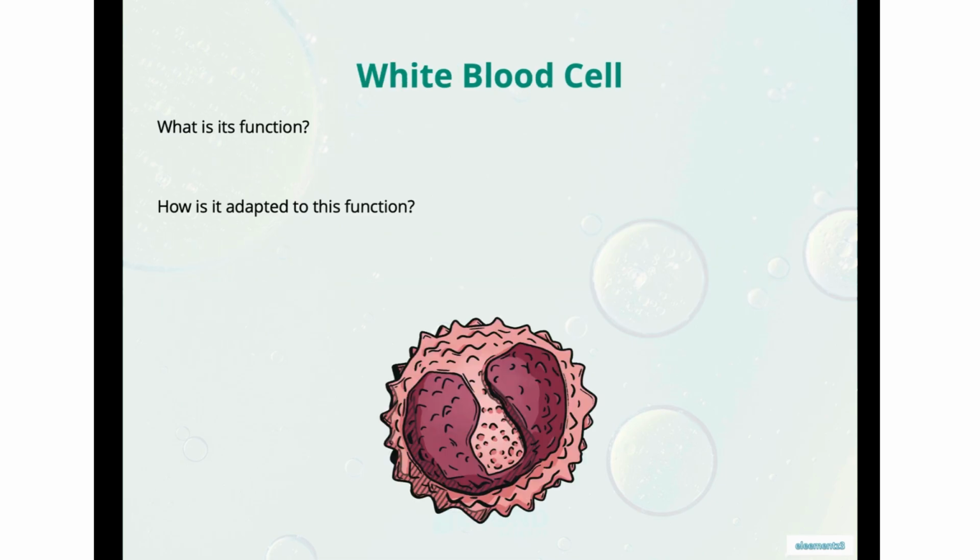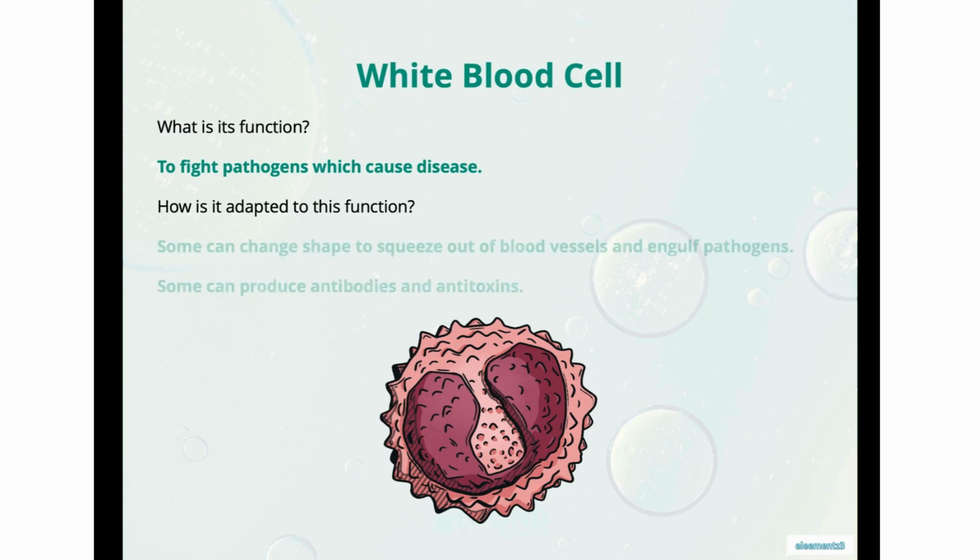White blood cell. What is its function? To fight pathogens which cause disease. How is it adapted to this function? Some can change shape to squeeze out of blood vessels and engulf pathogens. Some can produce antibodies and antitoxins.